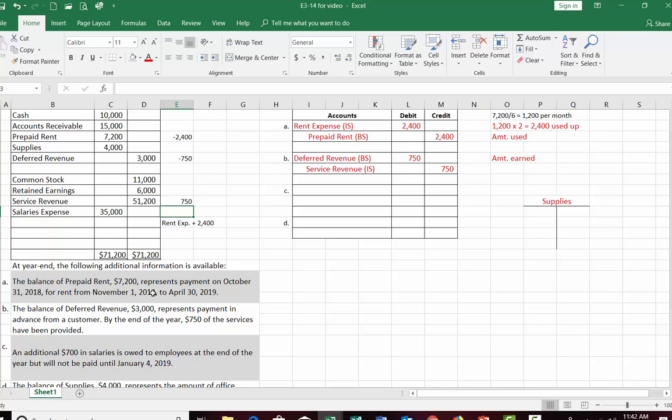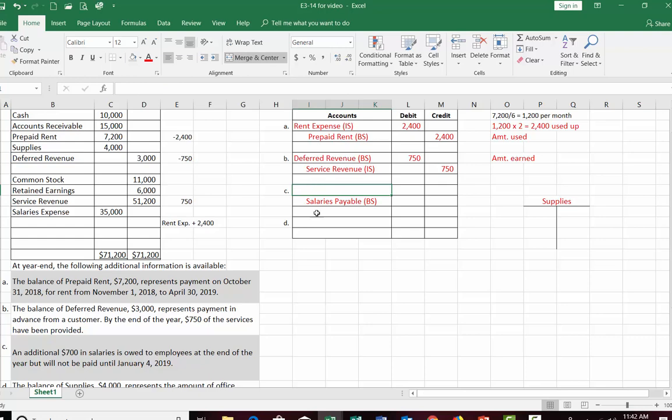These two had to do with deferrals. This is an accrual. So what are we going to do? We owe employee salaries. So let's start with that part. What do we call owing employee salaries? Salaries payable. Salaries payable is a liability account which goes on our balance sheet.